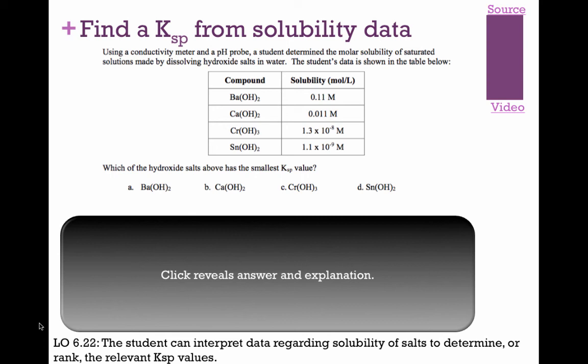Barium hydroxide will be at equilibrium with its ions. What are the ions that make this up? Ba2 plus, 2OH minus. This is 0.11. Use coefficients to find the solubility of the ions. So what's the solubility of Ba2 plus? What about this? How do I find Ksp now?